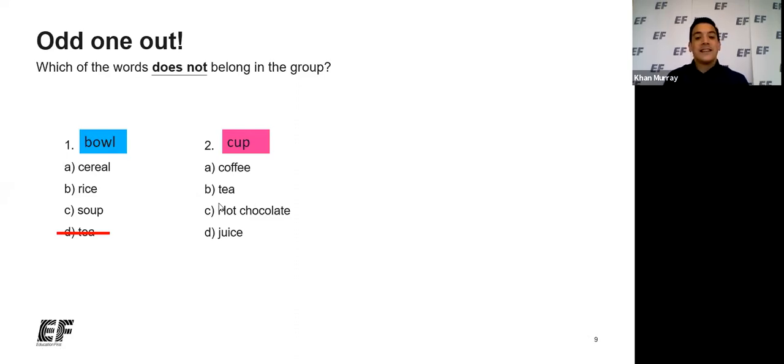Okay, so we have the quantifier cup, and the options are coffee, tea, hot chocolate, and juice. All right, so most people have said D or juice, which is correct. Now, a few people said tea, but we can have a cup of tea. Okay, so we don't have a cup of juice. We normally say, as I said before, cold items or cold drinks normally use glass. All right, very good. Let's keep going.